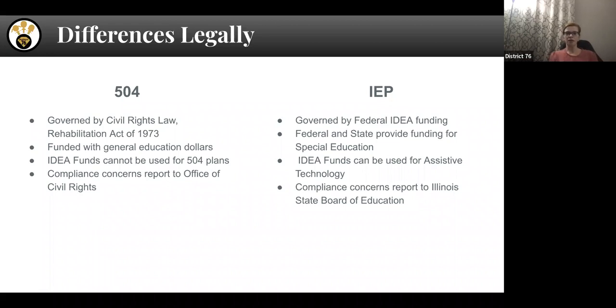So looking at that IEP, it is governed by federal IDEA funding, with federal and state providing funding for special education. So we have a variety of federal and state money that goes into providing services for our students and the money that we receive for that. Our IDEA funds can be used for assistive technology, and the compliance concerns, like I discussed, do go to the Illinois State Board of Education. And we both have procedural safeguards for families to ensure that everyone's rights are being followed.